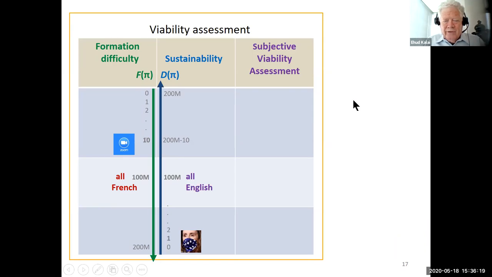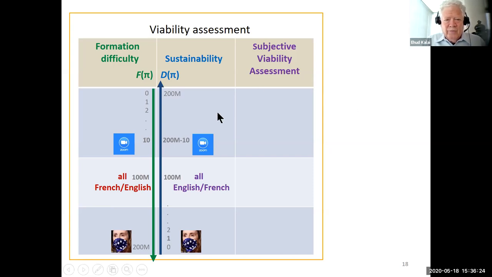And now I'm going to fill in the rest of this table by the duality. So Zoom will be highly sustainable, because the formation is low, the sustainability is high. All French is very low sustainability, and will be very hard to form. So I can easily say that these equilibria are low viability. They are hard to form and they are not sustainable even if formed. The equilibria in the top layer, like the Zoom example, are easy to form and highly sustainable once they are formed. So I will say they are high viability equilibria.